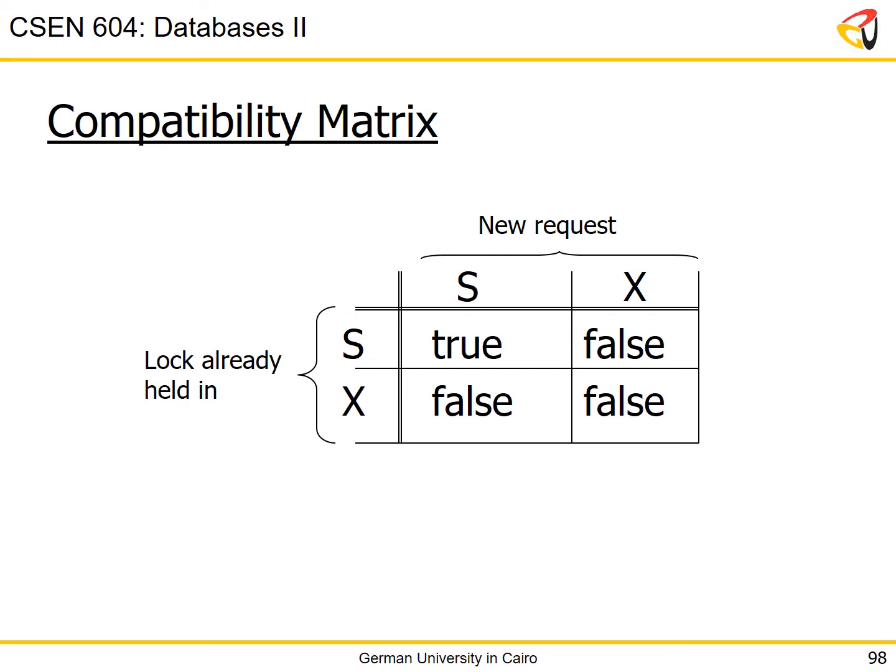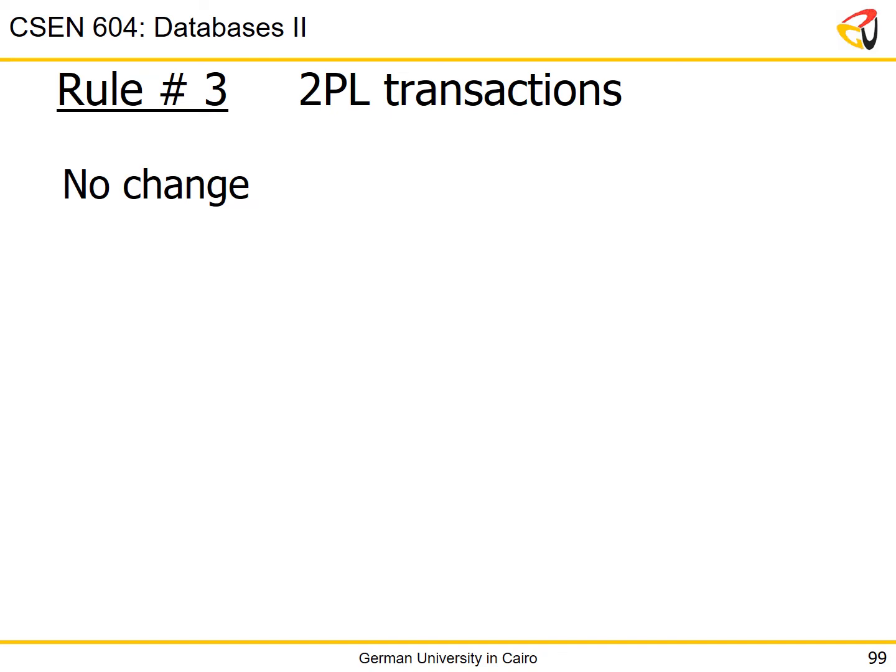We usually express this as a compatibility matrix. If a transaction has a shared lock, which is the S, another transaction can get another shared lock, but it cannot get an exclusive lock, because you cannot read and write to the same resource at the same time. Otherwise, you might be reading corrupted data. Now, if a transaction requests an exclusive lock, no one else can get a shared lock or an exclusive lock. And this is a summary of how the lock behaves.